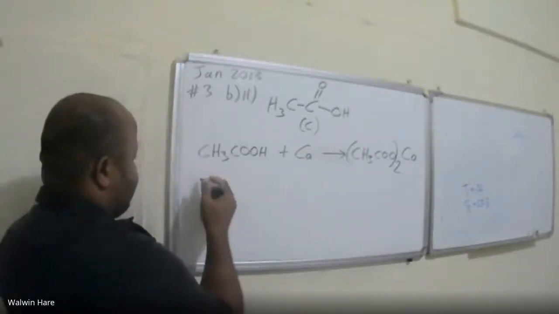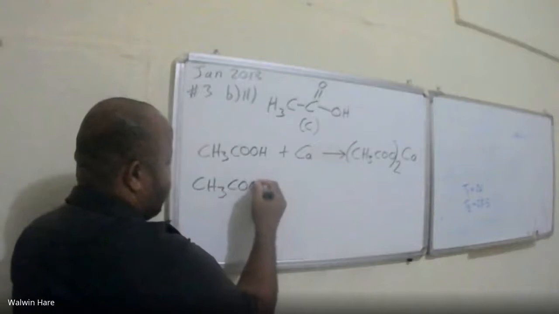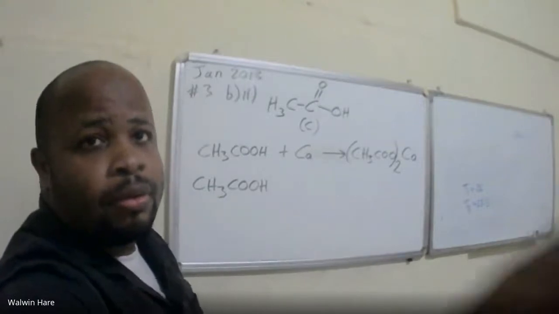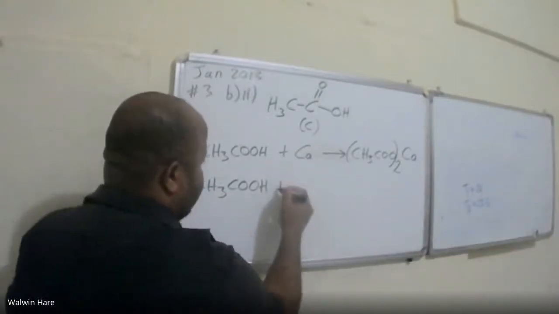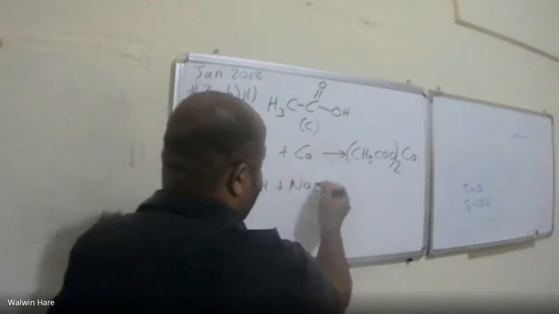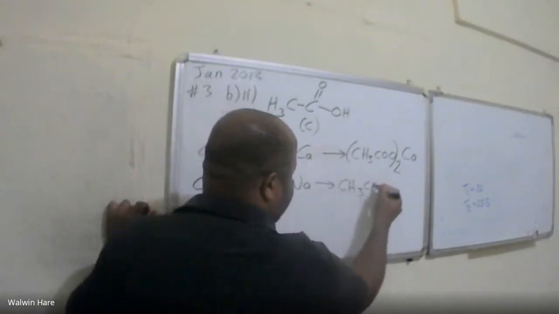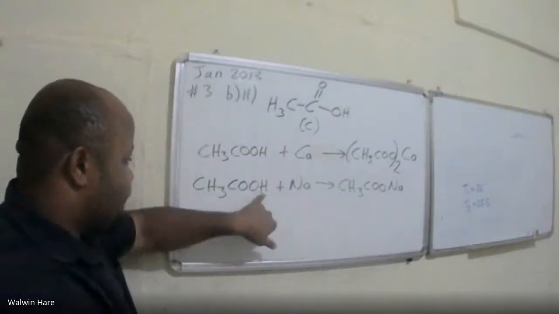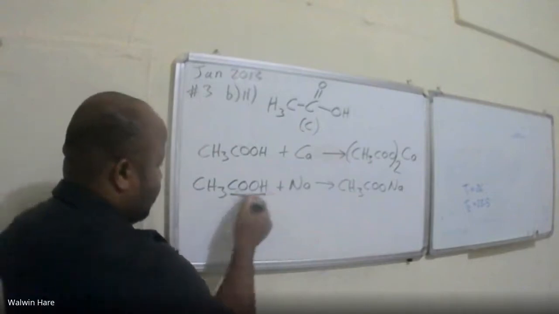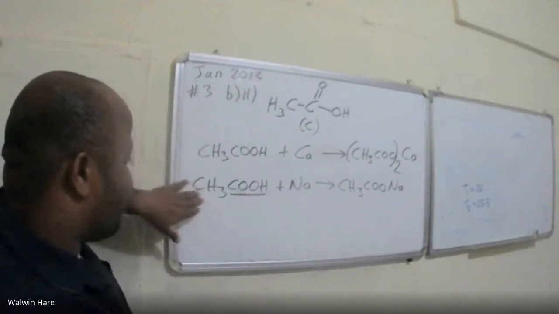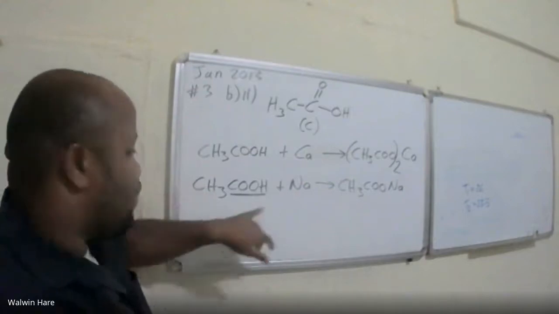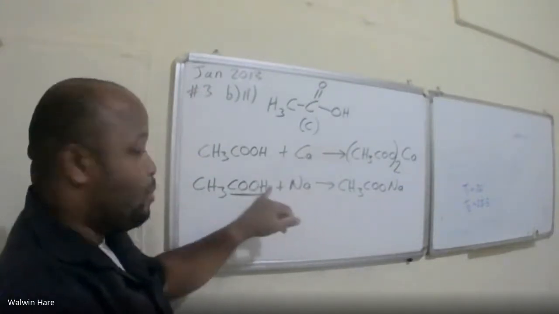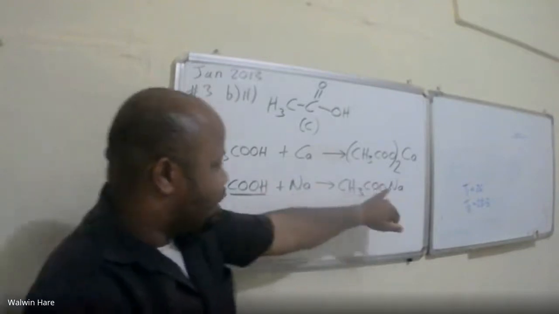If the reaction was between ethanoic acid and sodium metal, you would get CH3COONa. The metal is replacing the hydrogen of the COOH group, right? So you can ignore the CH3 portion. The reaction is taking place at the functional group, right? And whichever metal you are using, it is going to displace the hydrogen. That is why you don't have the hydrogen here.